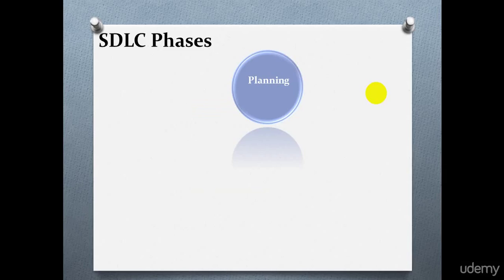The first phase of SDLC is the planning phase. In this phase, the business value of the software is evaluated to check if the user really needs the application. Estimate the project cost and return on investment.